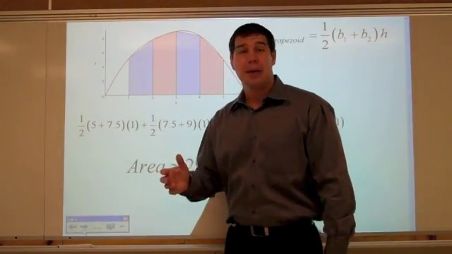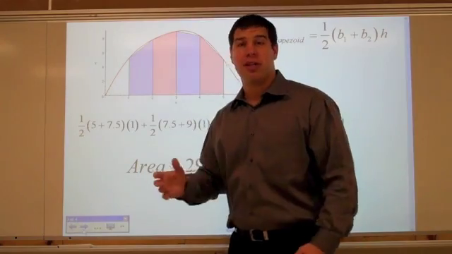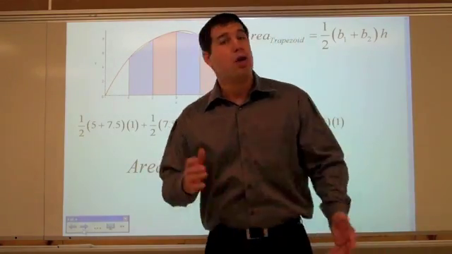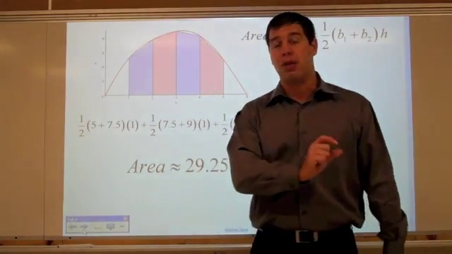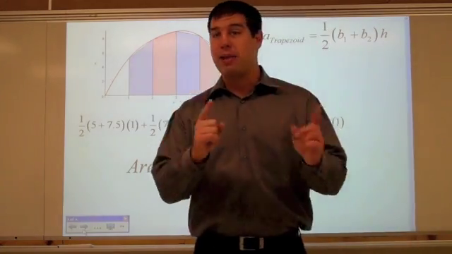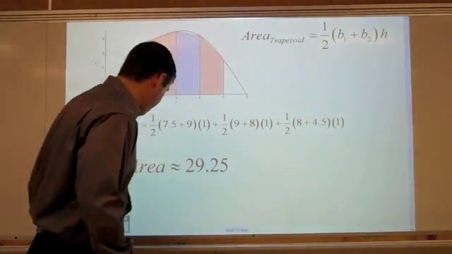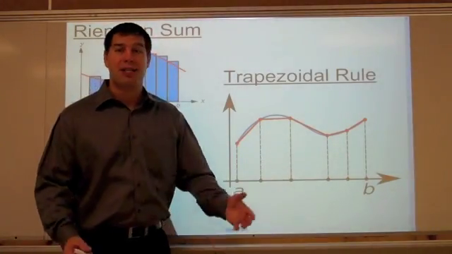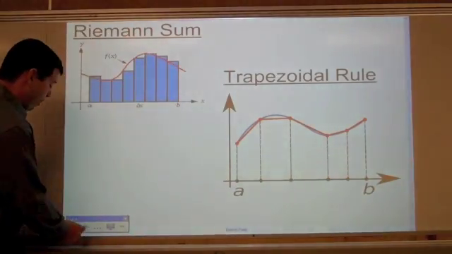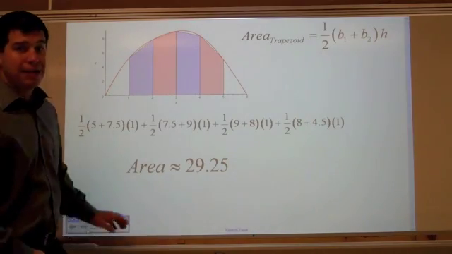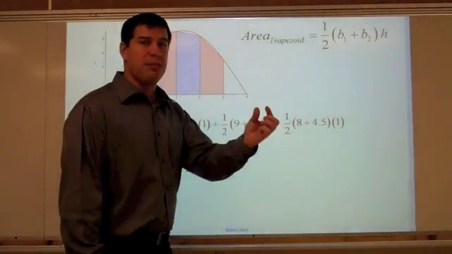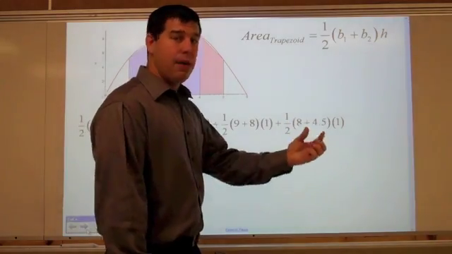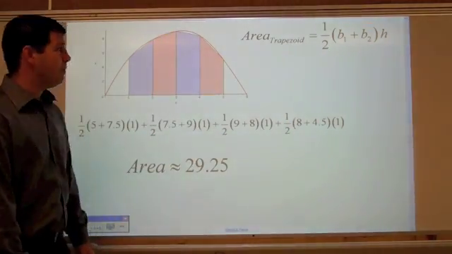Now, it doesn't have to be the same width each time, just like with Riemann sums. You usually do make them the same width, but it doesn't have to be. You could make the widths different, like in the first example, or this diagram here. You can see these widths are different. So it depends on the problem. But for the most part, if you're asked to use the trapezoidal rule, you're going to split them up into evenly spaced trapezoids.